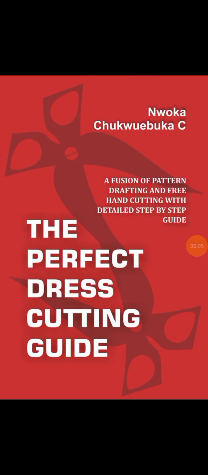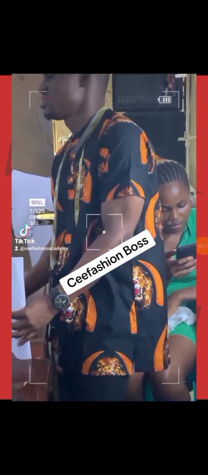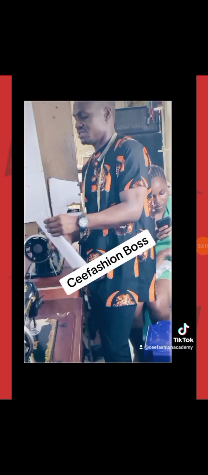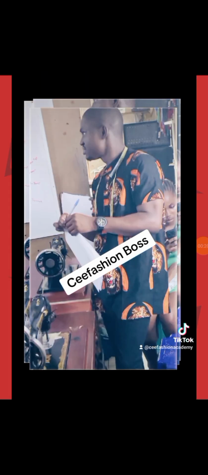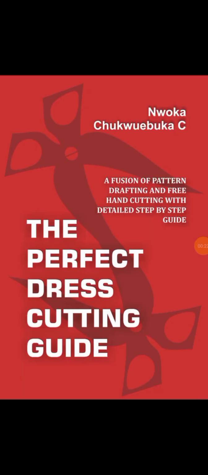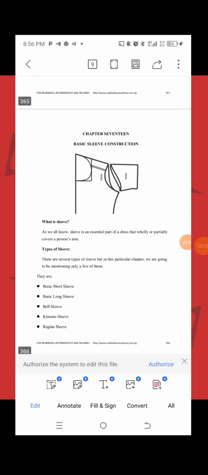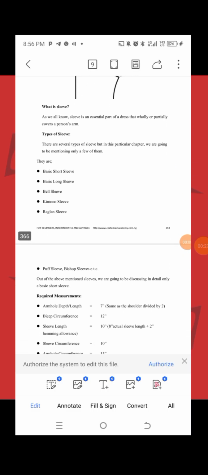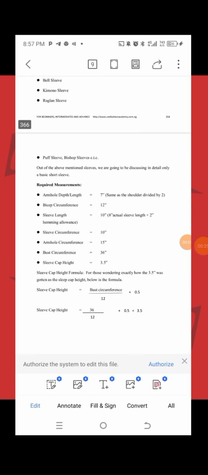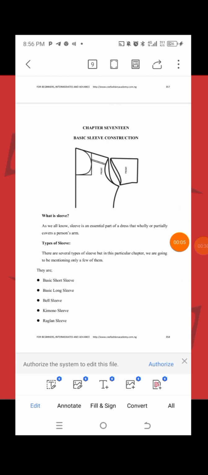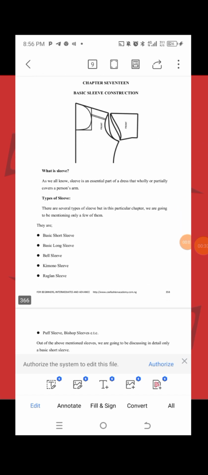Hello guys, this is the Perfect Dress Cutting Guide. As you can see, I am Nwoka Chukwuebuka, the author of the Perfect Dress Cutting Guide and the CEO of C Fashion Academy, also known as C Trend Fashion Empire, located in Port Harcourt. This particular book was launched last year, 28th of August 2023, and since then we have sold a lot. We have this book both on Amazon and on sellers, and we have also done physical sales.